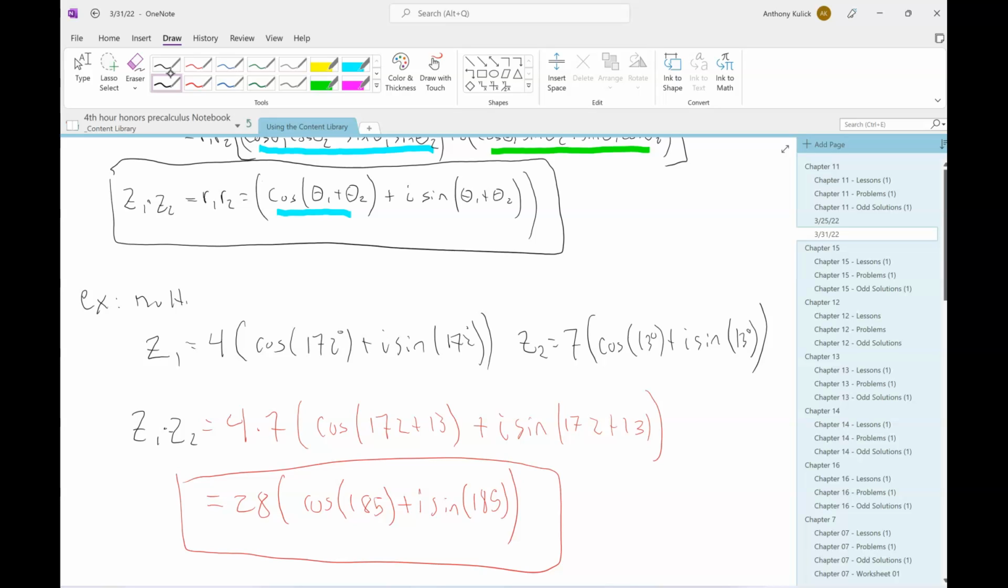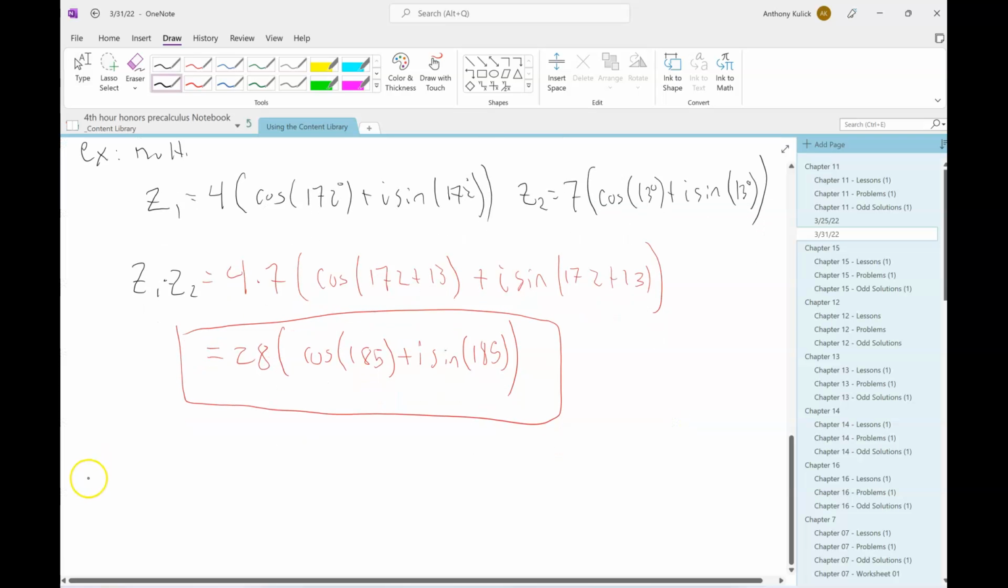Should we talk about division? You guys think you got that? Right? Just using a formula. The formula is super easy to use. All right. Let's move on then.